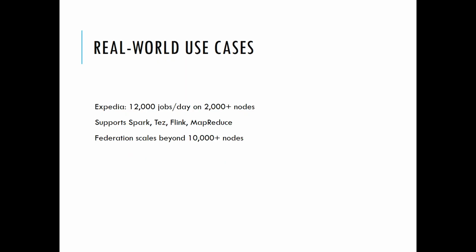The scalability of the resource manager is proven in production. For example, Expedia runs over 12,000 jobs per day on a cluster of more than 2,000 nodes, all managed by YARN. The platform's versatility is shown by its support for diverse frameworks like Spark for analytics, Tez for Hive queries, and Flink for streaming, all on the same cluster. For even larger scales, YARN Federation allows a cluster to scale beyond 10,000 nodes by federating multiple RMs.